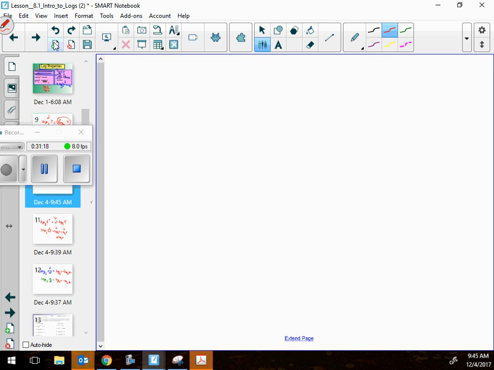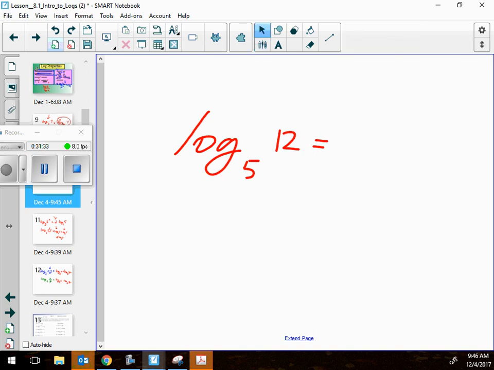All right, so let's see if we really got that. Let's say I had log base 5 of 12, and that's base 5 right now, right? Make it into base 42. Go. Should take you 10 seconds if you understood. Make it into base 42.